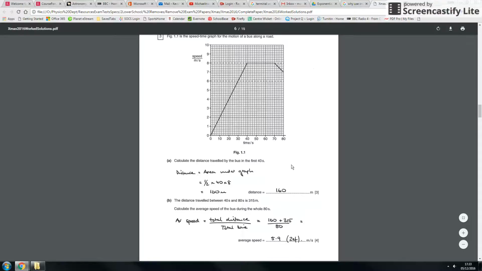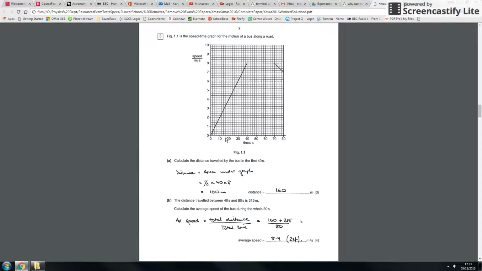I gave no marks for that because you completely misunderstood what the graph was telling you. In actual fact, the speed of this bus is increasing from 0 to 1 to 2 to 3. It's only going at 8 meters per second at the very end of 40 seconds. So what you needed to do was find the area under the graph, which is a half times 40 times 8, and that gives you 160 meters.